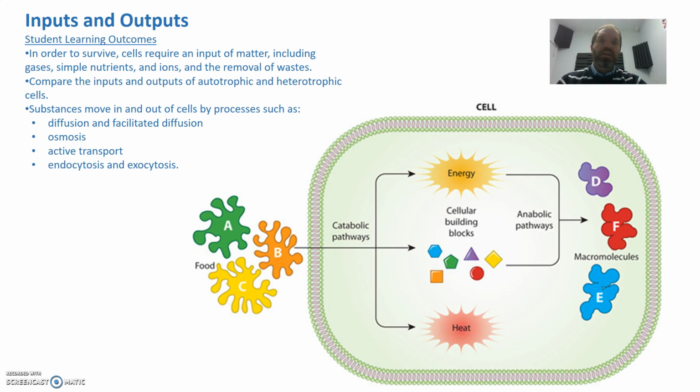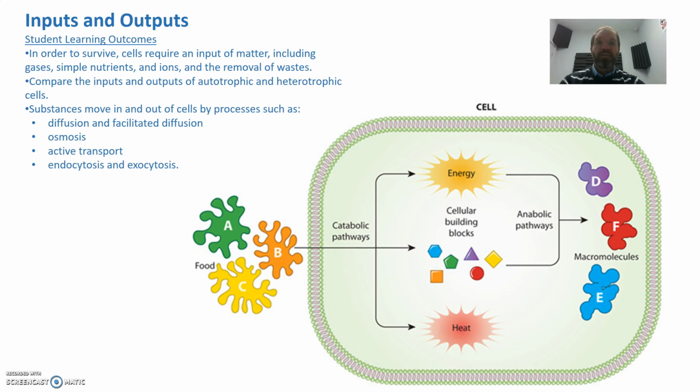Okay, so the student learning outcomes for this topic are that cells require an input and output of materials in order to survive. Which materials they need in and out depends on whether they are autotrophic or heterotrophic, and we'll talk about those things. And the substances that need to move in and out go through some different mechanisms. Those are just outlined in this video, and then each of those different topics I'll go through in separate videos.